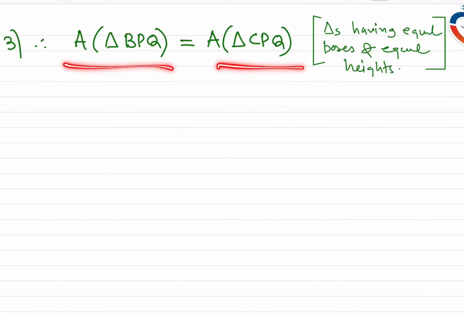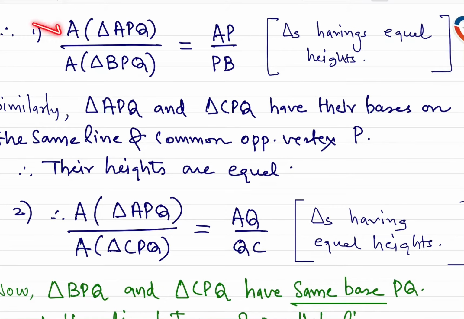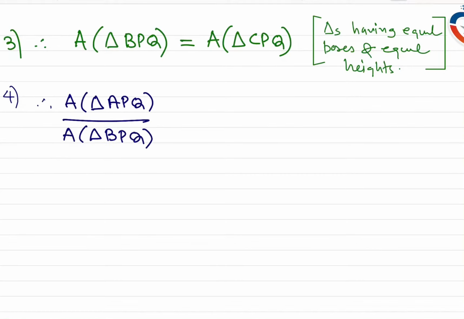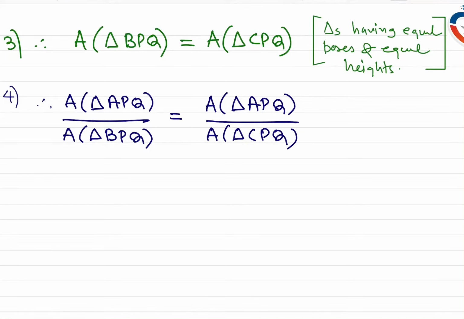We have proved in step number 3, right? So basically you can see the numerators are same and denominators also same, therefore the ratios are same. So I can write step number 4, therefore area of triangle APQ upon area of triangle BPQ is equal to area of triangle APQ upon area of triangle CPQ, right? This comes from step numbers 1, 2 and 3.